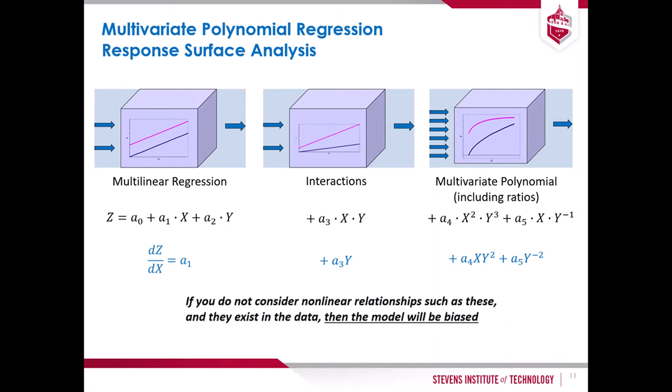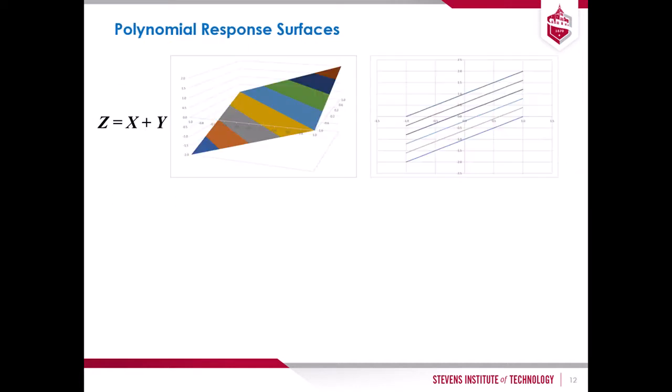But if you're examining data with nonlinear relationships such as these, and your data have those behaviors, but you don't test for them in, say, a multilinear regression model, or even multilinear regression with interactions, or even a polynomial model where you've restricted the kinds of variables, you're going to have a biased model, or you have the potential for a biased model. You have to check for these kinds of possibilities.